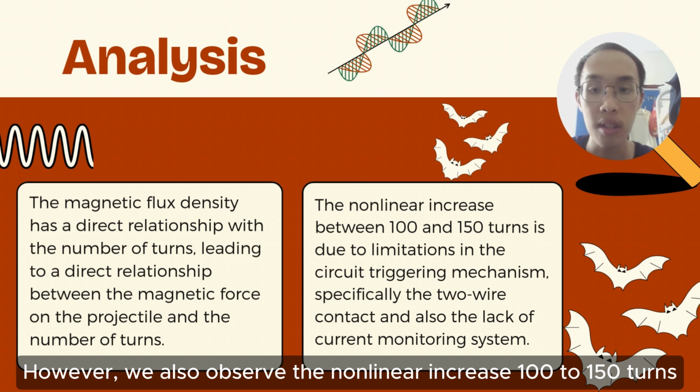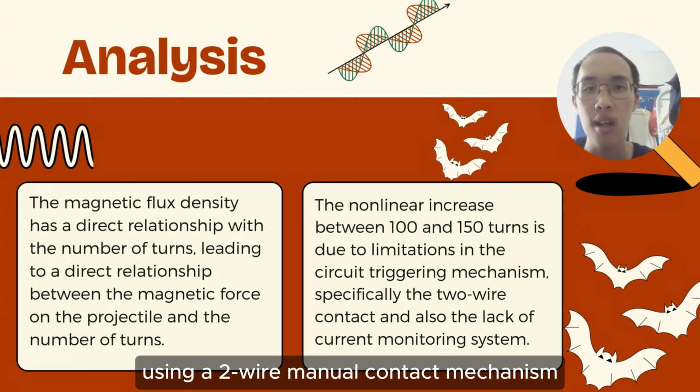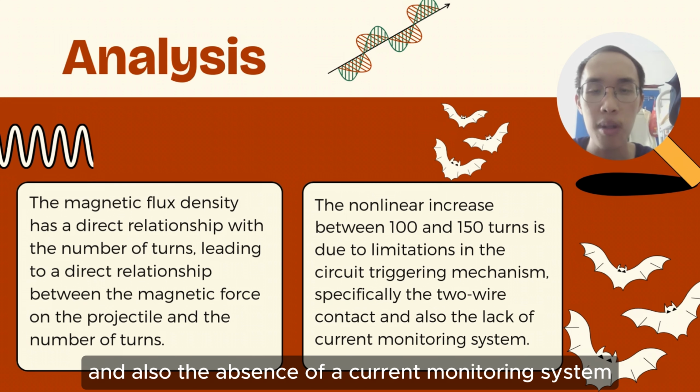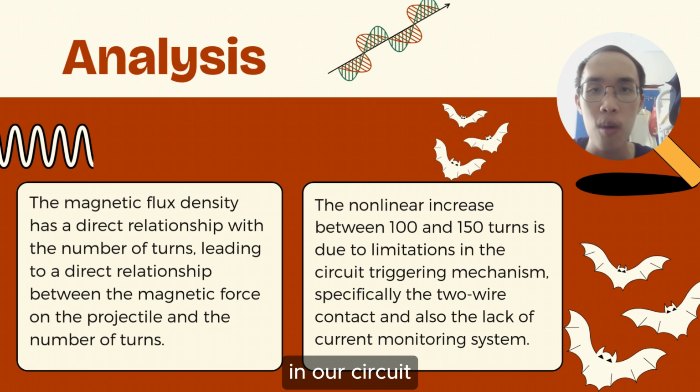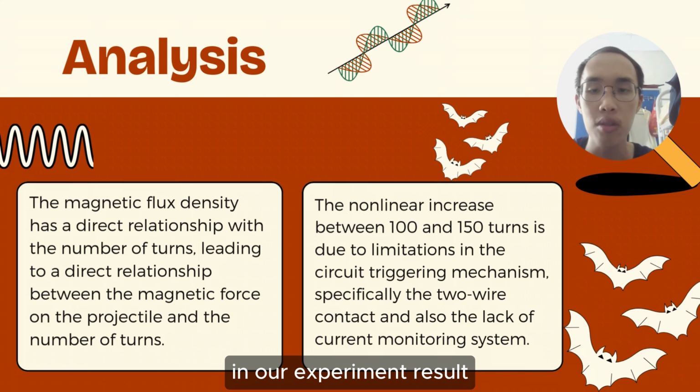However, we also observe a non-linear increase between 100 and 150 turns, and this is due to the limitations of using a 2-wire manual contact mechanism to trigger the circuit, and also the absence of a current monitoring system in our circuit, which led to inconsistency and inaccuracies in our experiment results.